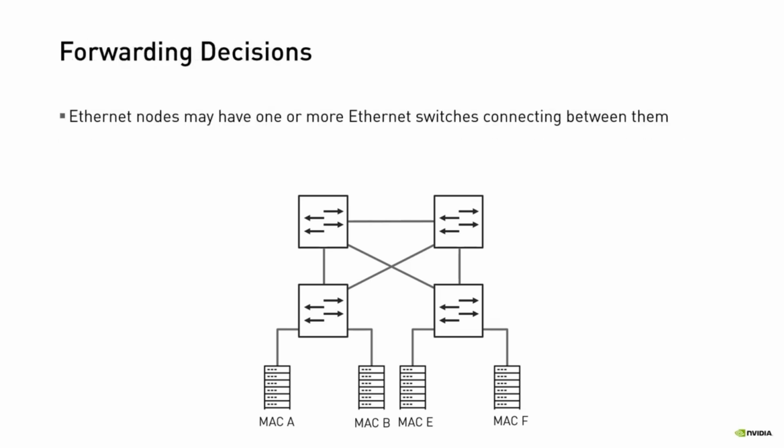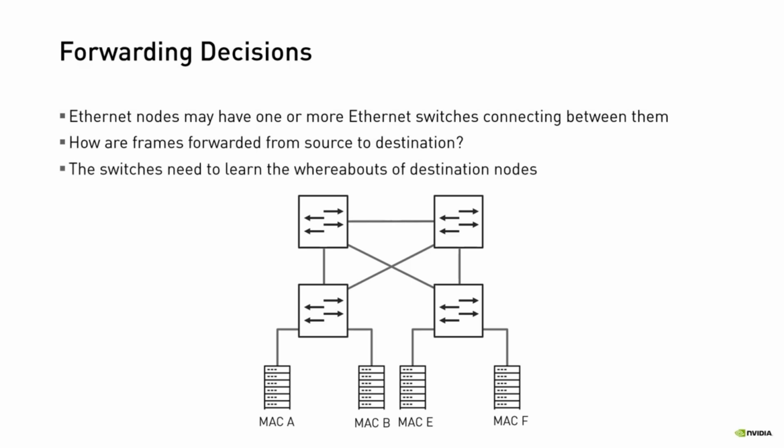Ethernet nodes may have one or more Ethernet switches connecting between them. So, how are frames forwarded from a node with MAC A to the node with MAC B that have a single switch between them? When node A generates an Ethernet frame and sends it on the wire, that frame is received by the switch. The switch needs to learn where MAC B resides, or in other words, on which of its ports the frame should be sent.